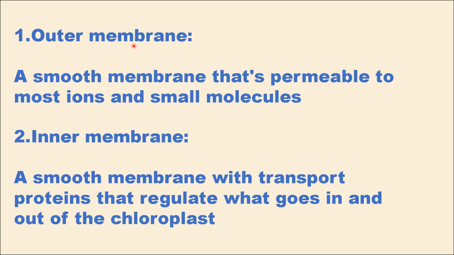Since the structure of the outer membrane and inner membrane is similar, they both appear smooth, but their functions are different. The outer membrane is smooth and permeable to most ions and small molecules. In contrast, the inner membrane also appears smooth but has transport proteins that regulate what enters and exits the chloroplast. The outer membrane allows many more molecules to pass through compared to the inner membrane, but the inner membrane is more selective, allowing only certain molecules into the stroma.